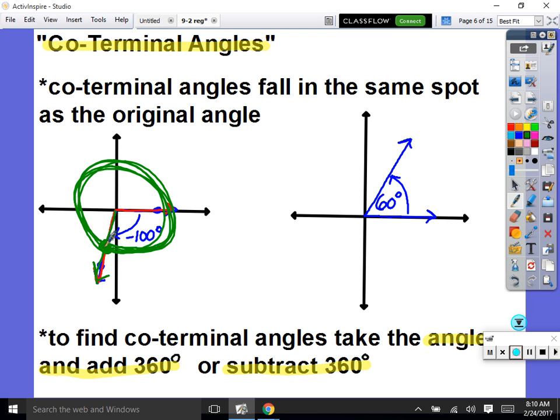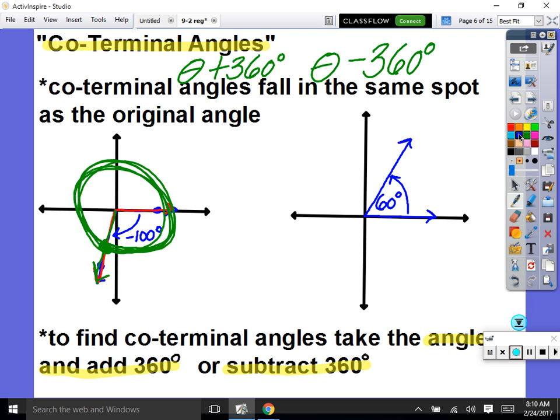So to find a coterminal angle, you take the angle, theta, and you can add 360 to get a coterminal angle. That'll put you in the same spot. Or you can take your angle theta and subtract 360 because that will give you a coterminal angle. It'll put you in the same spot. Yep, we can add circles however many times we want, and we can subtract circles however many times we want. So let's find some coterminal angles.